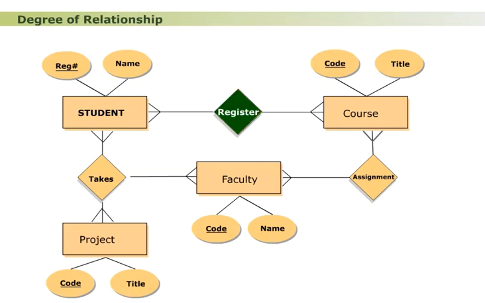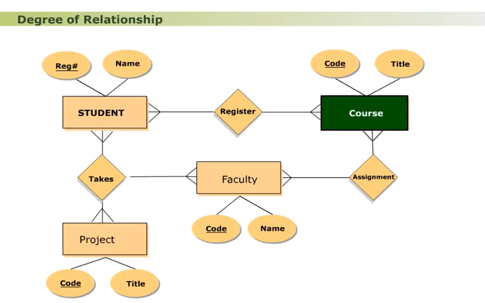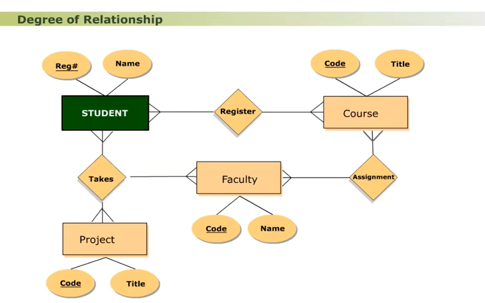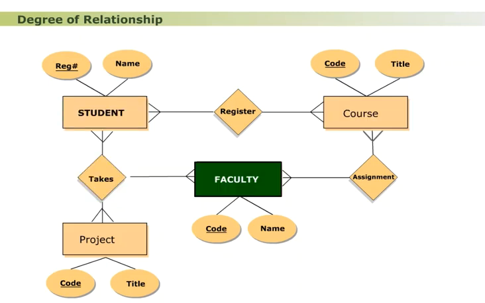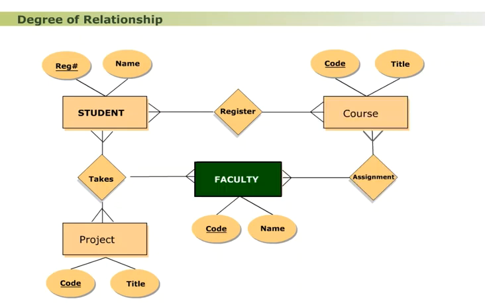The relationship register connects entity class student with entity class course as many students register many courses. The relationship takes connects 3 entity classes student, project and faculty as many students register many projects and projects are taken by many faculty members. The relationship assignment connects entity class course with entity class faculty as many courses are assigned to many faculty members.